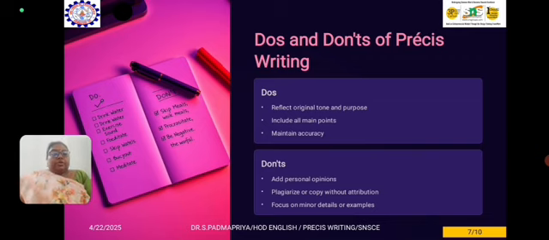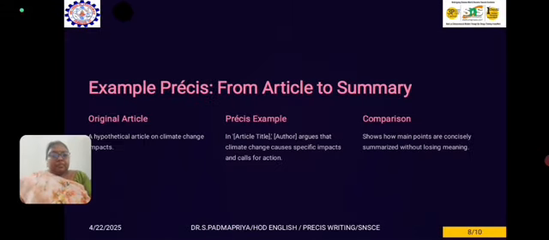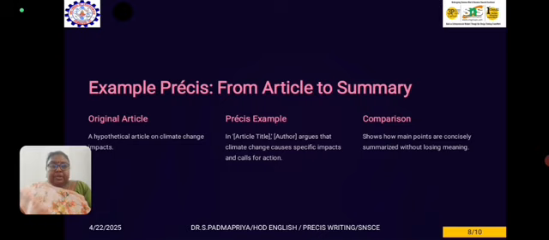Then if you look into the don'ts, you should not add personal opinions, plagiarize or copy without attribution, or focus on minor details or examples. So these are the do's and don'ts you have to remember while performing your précis writing. I have given a small example from article to summary. Here I have given an example of an original article, a hypothetical article on climate change impact. So this would be the original article.